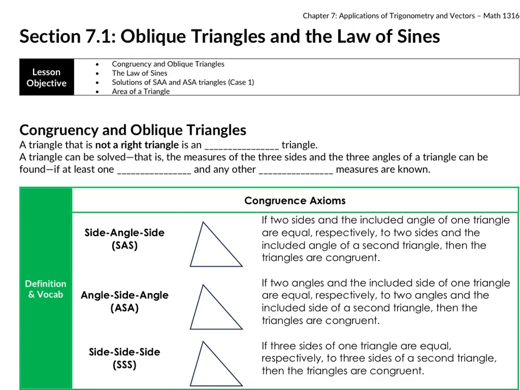Chapter 7 is about the law of sines and the law of cosines, so we're back to having trig as a part of a triangle. So let's start with just a review of triangles.